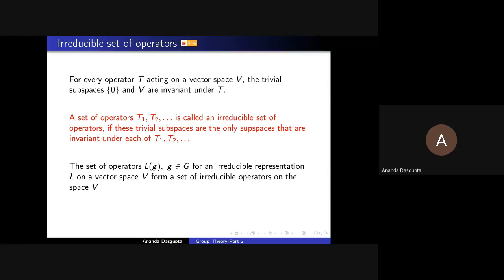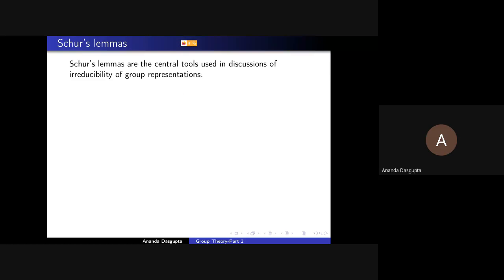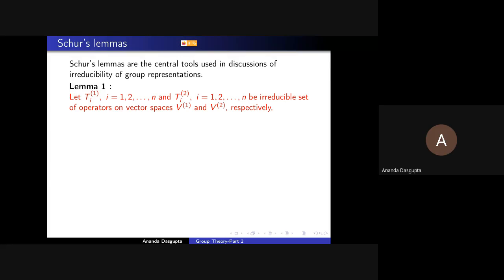Now, the reason why I brought up this irreducible set of operators is that the lemmas are easy to state in terms of them. And what are the lemmas? Lemma 1 is simply this, that if you have two irreducible sets of operators, Ti1 and Ti2, acting on two different vector spaces V1, V2. Okay, not necessarily two different vector spaces, but two vector spaces V1 and V2. Maybe same, maybe different, but they are two sets of irreducible operators. And you have a map X, a linear map which goes from V1 to V2, which has this property. Remember, X is a map from V1 to V2.